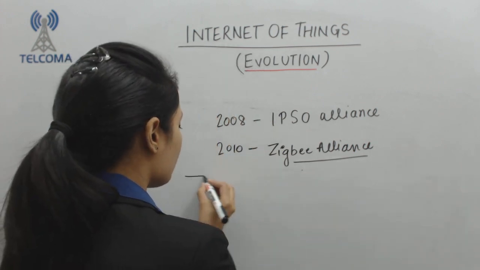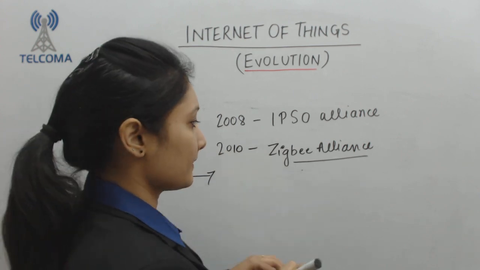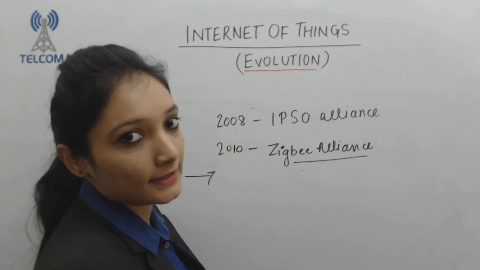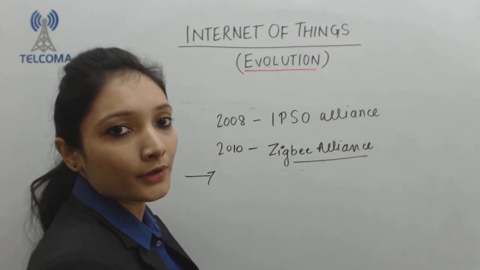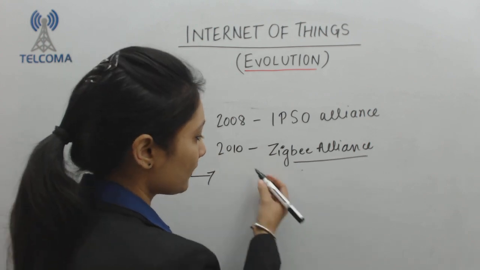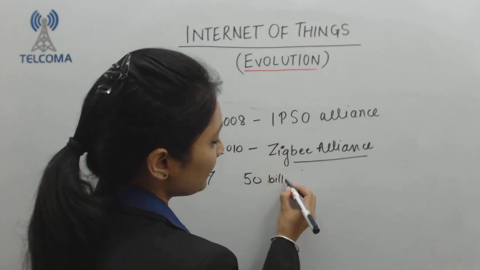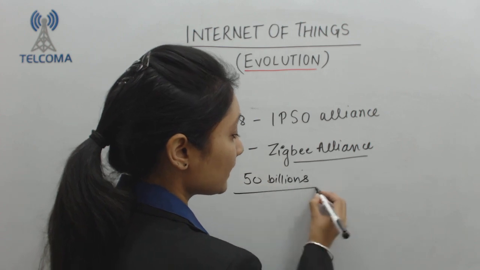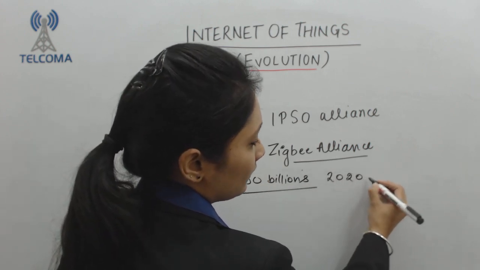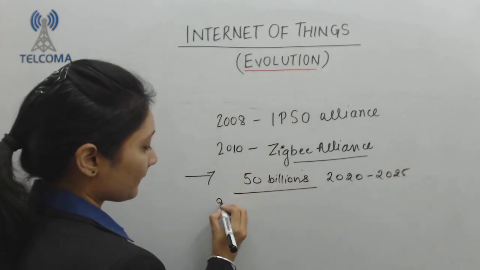Now we already know that if every device around us is connected to the internet, there will be a wall of smart objects around us. According to predictions by Ericsson, there are supposed to be 50 billion smart devices connected to the internet by 2020, within this time period.